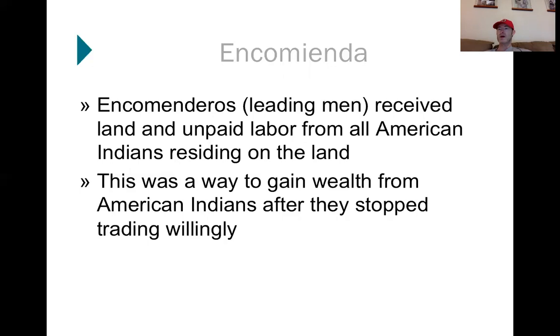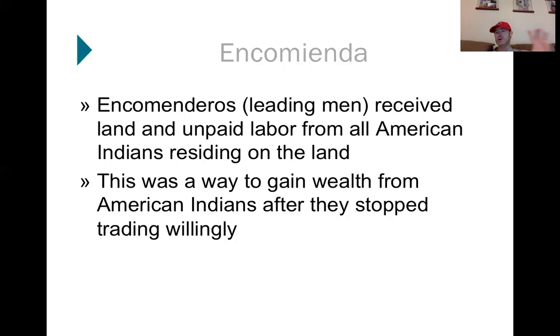So this is where you notice that use of the labor of the Native Americans. If you look at the settlement of parts of the West Indies, pardon me there, guys, you notice a lot of eventual emphasis on plantations related to sugar and things like that. Again, it's a way to gain wealth from Native Americans after they started trading willingly.